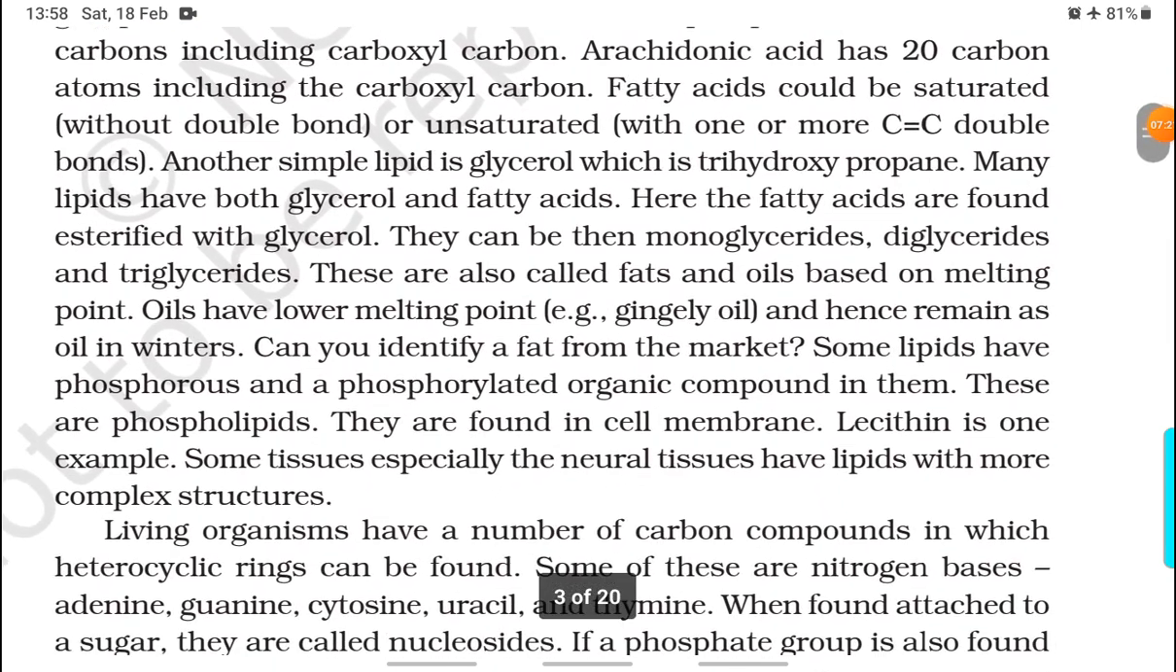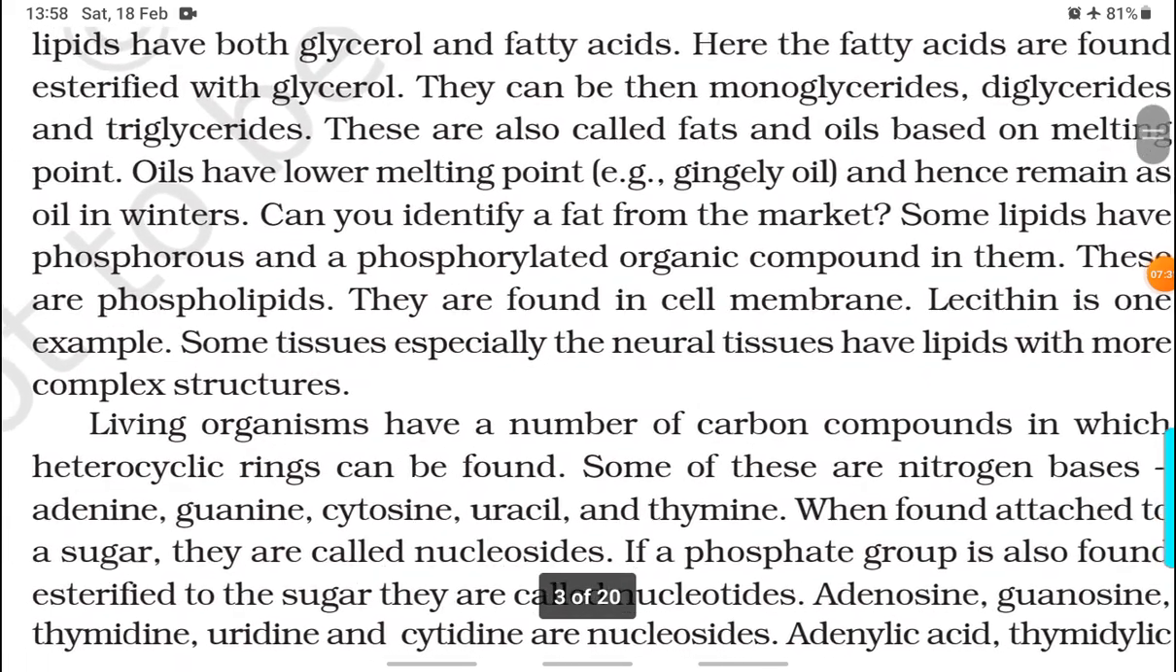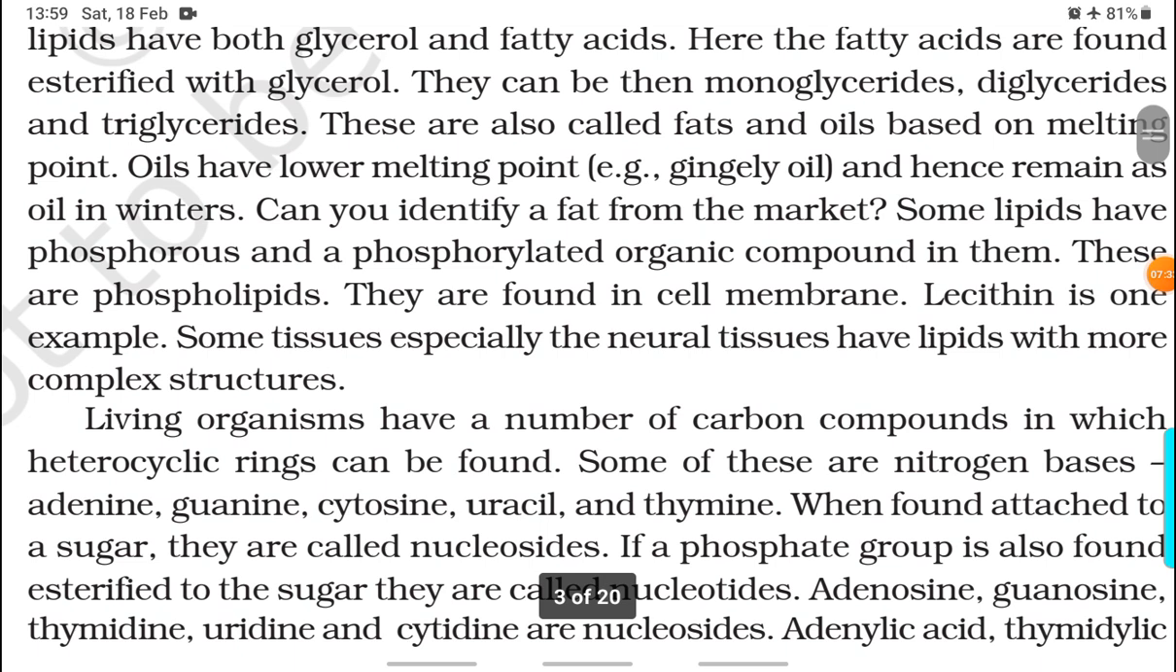Oils have a lower melting point, for example gingerly oil, and hence remain as oils in winter. Can you identify a fat from the market? Some lipids have phosphorus and phosphorylated organic compounds in them. These are phospholipids. They are found in the cell membrane. Lecithin is one of the examples. Some tissues, especially the neural tissues, have lipids with more complex structures.